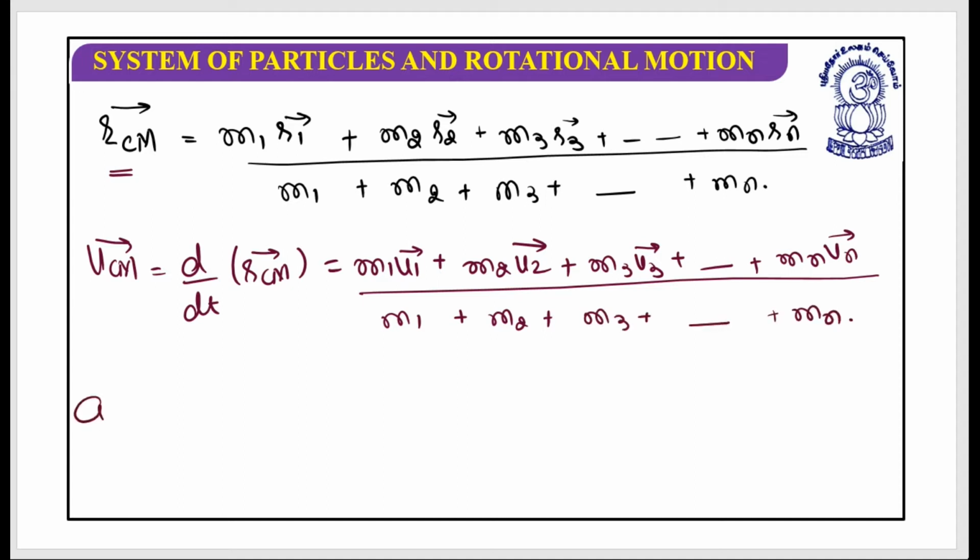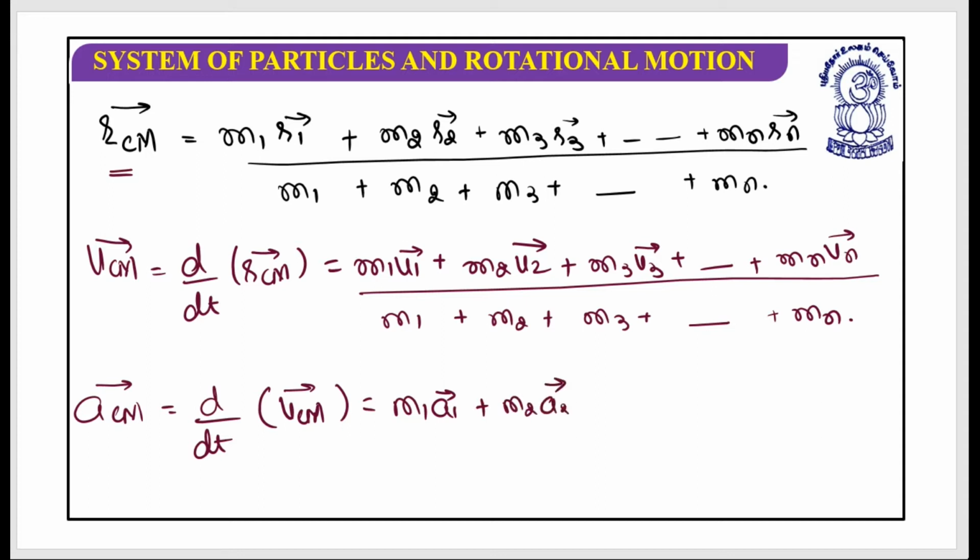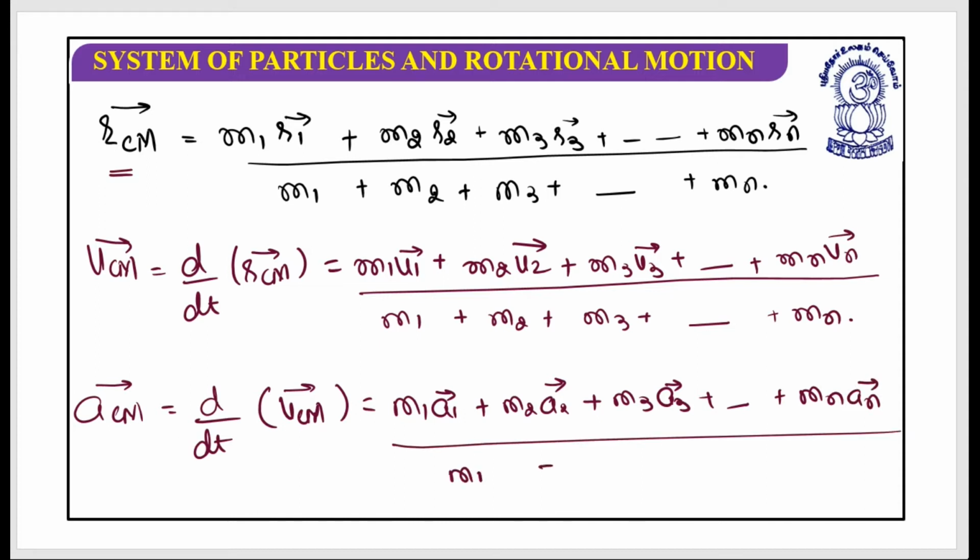Again, if we differentiate this, we get ACM, the acceleration of center of mass, that is equal to d by dt of VCM. That could be written as m1a1 plus m2a2 plus m3a3 up to mnan, divided by m1 plus m2 plus m3 up to mn. So we have discussed this previously.